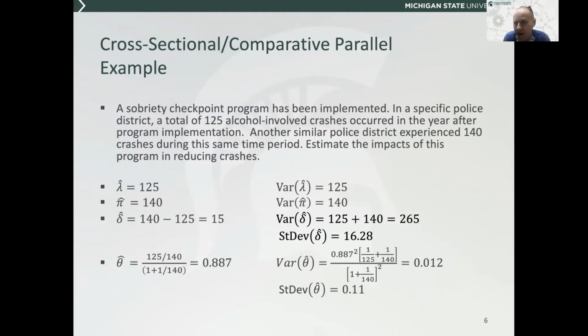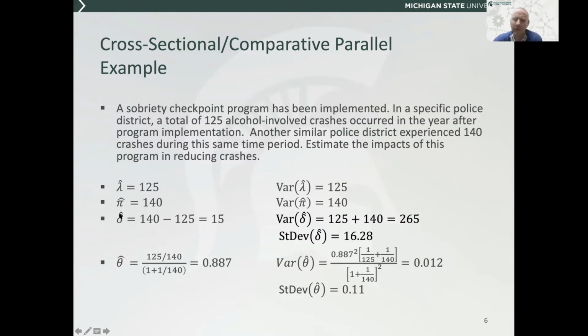And so in the absence of before period data, the best way we could try to estimate how many crashes we would expect to see in the absence of that program would be to take data for a similar police district that simply hasn't implemented that program. And so in this case, we're given that another district has experienced 140 crashes during the same time period.